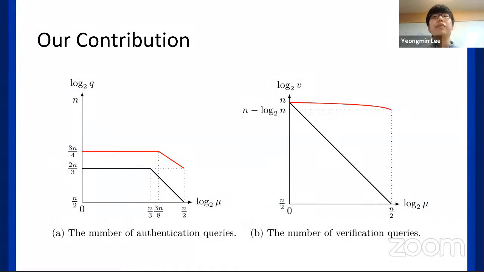The graph shows the threshold number of authentication queries and verification queries according to the number of faulty nonces. Here, the black line is the previous security bound, and the red line is the new security bound of nEHtM. As you can see here, our new bound improved the security of nEHtM for any number of faulty nonces less than 2^(n/2).